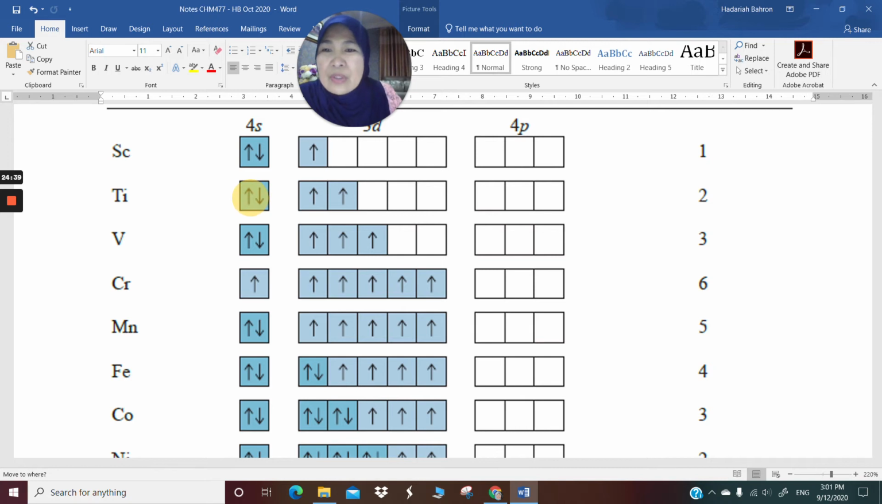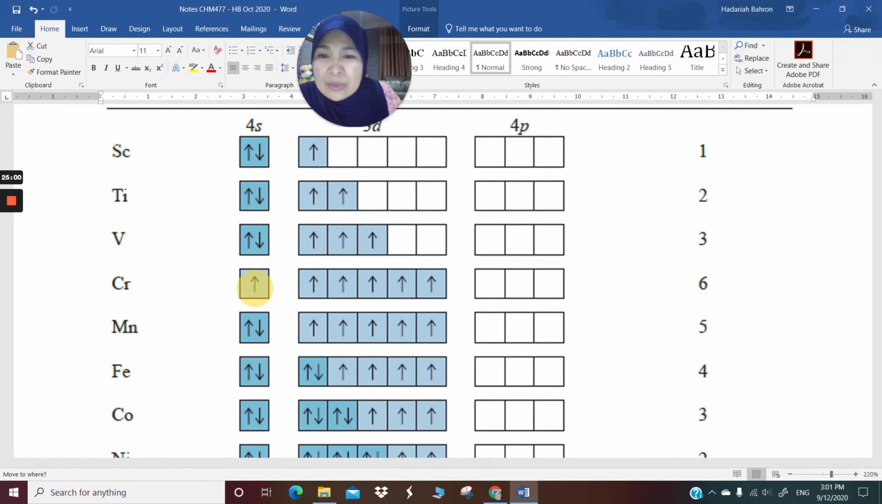For example, if you have titanium 2, it will be 3d2 because 4s2 will be gone. If you have vanadium 3, it will be this 2 and this 1 will be removed, and you're going to be left with 3d2 only.